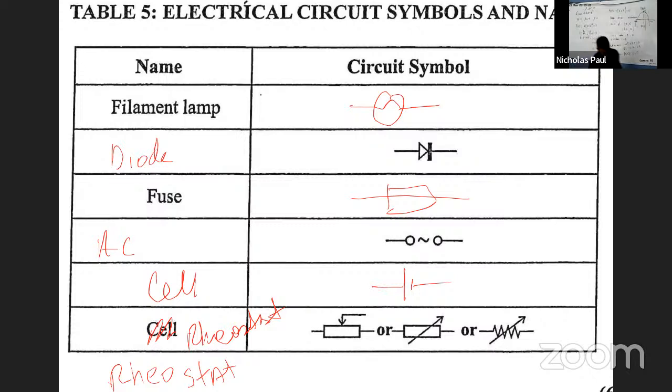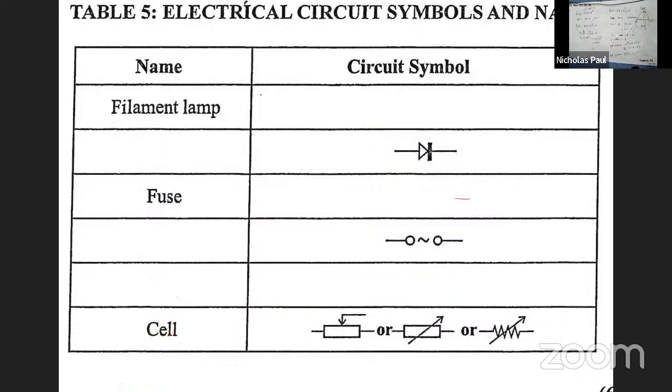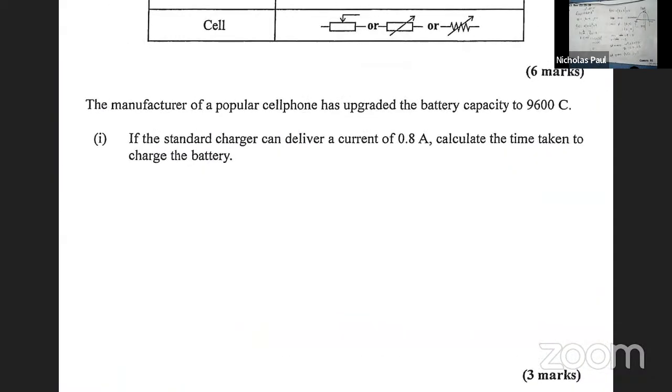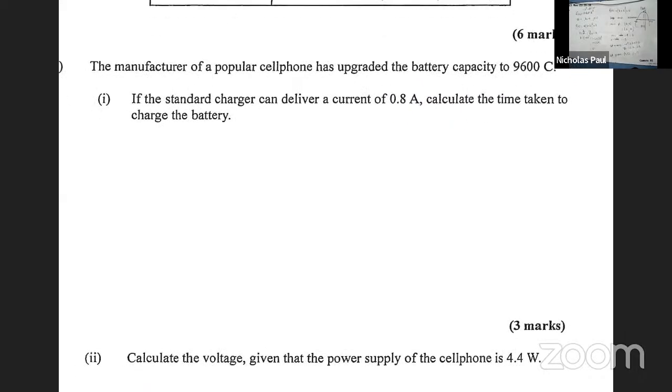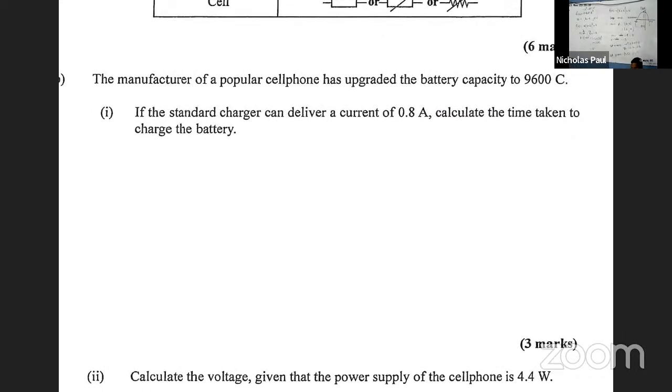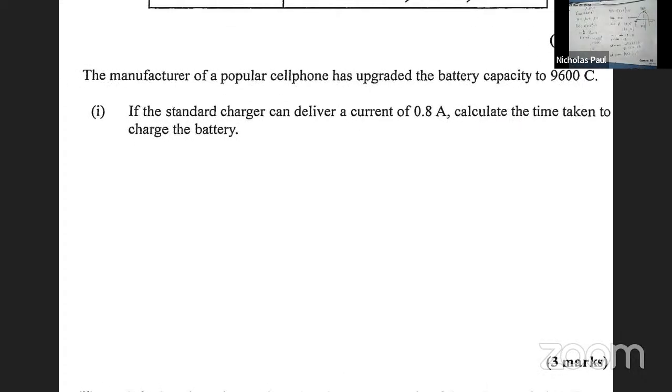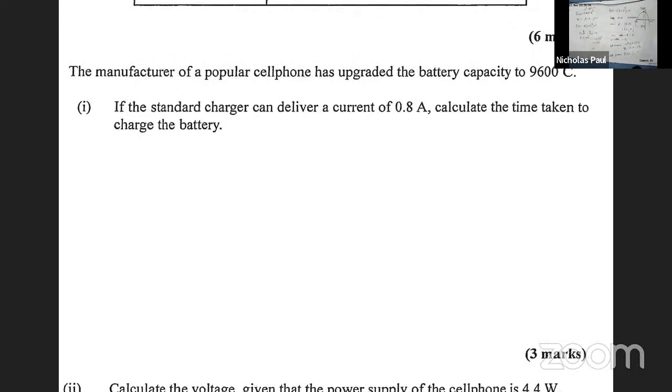All right, next one. So a manufacturer of a popular cell phone has upgraded the battery to a capacity of 9,600 what? Coulombs, right? So they give us the what? They give us charge, right? They also give us coulombs here, but they gave us the charge. And they want us to find the time taken to charge it. Hurry up. So they give you Q and they give you what? Q and I, right?